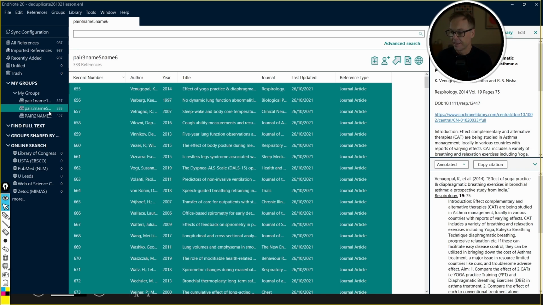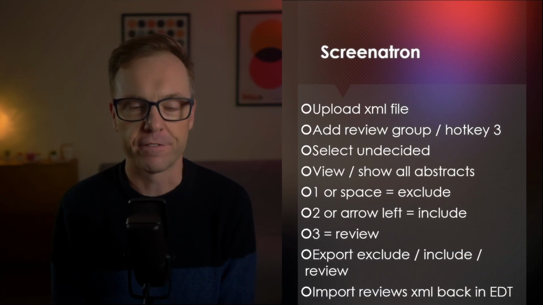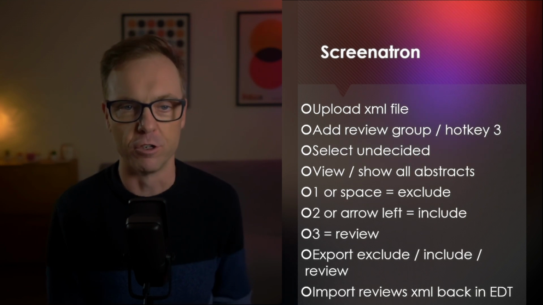Okay, now we're going to look at how we get those separate groups into the screening tool. Okay, so the first thing you want to do is create the XML file from your group.